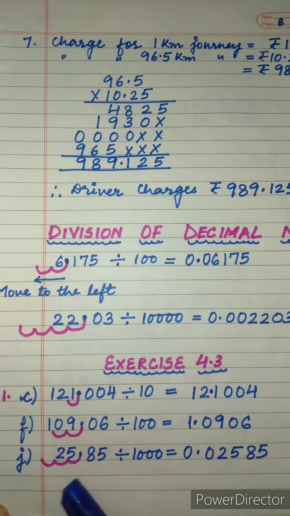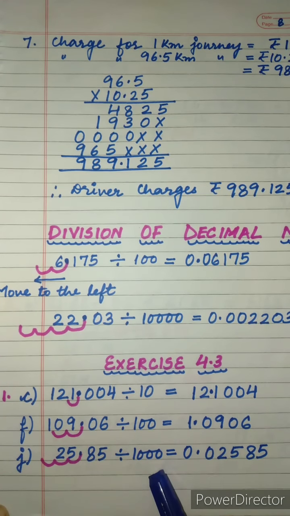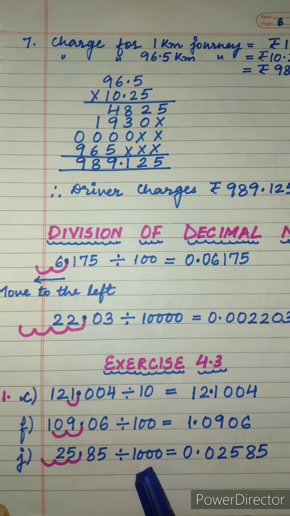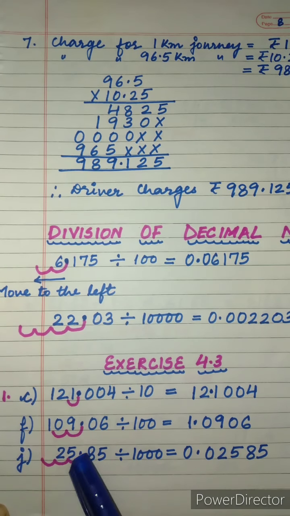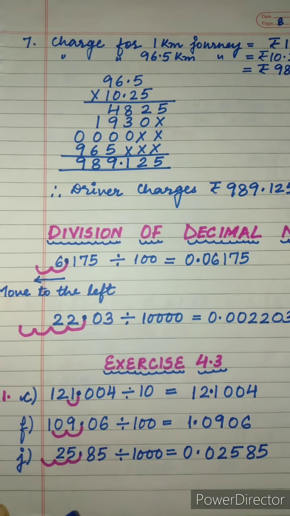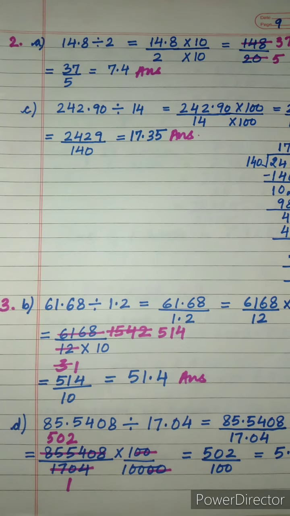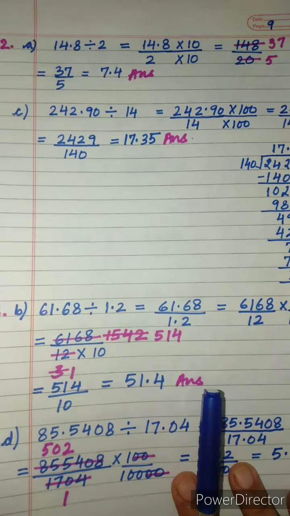Next, 109.06 divided by 100, move 2 places towards the left, so that will be 1.0906. Next, we have 25.85 divided by 1000, so we have to move how many places? 3 places. So we are going to write 0.02585. Now question number 2.